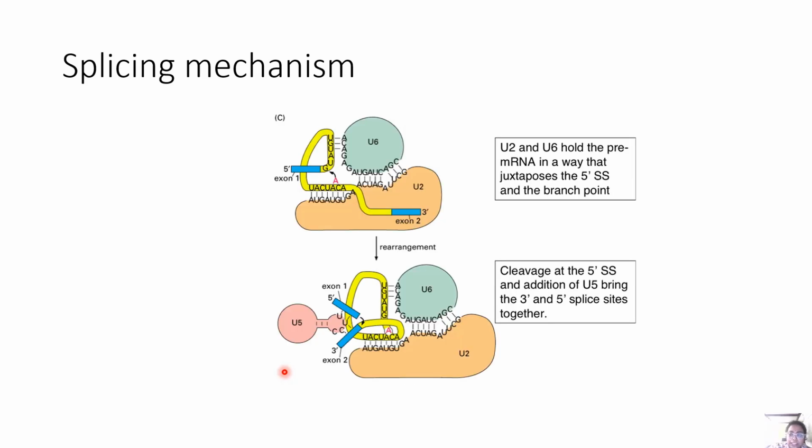Now, what is the splicing mechanism? U2 and U6 hold the pre-mRNA in a way that juxtaposes the 5' SS and the branch point, and the cleavage at the 5' SS and the addition of U5 bring the 3' and the 5' splice sites together.